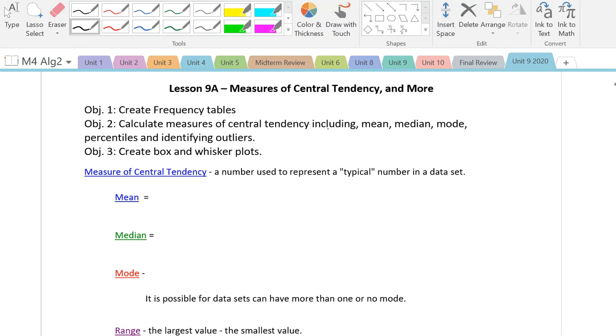It's a number used to represent a typical number in the set. So we have our mean, that's our average value. The average bully is kind of mean. So that's the sum of the values divided by the number of values. And then we have our median, that's our middle number.